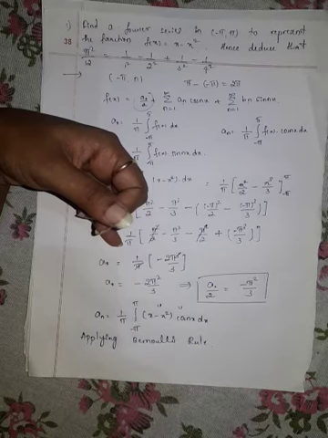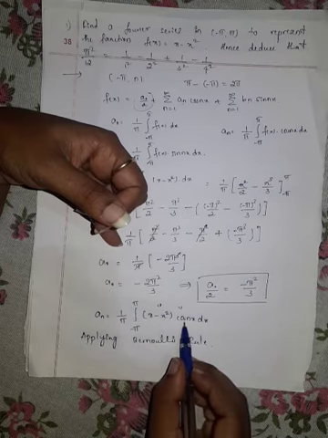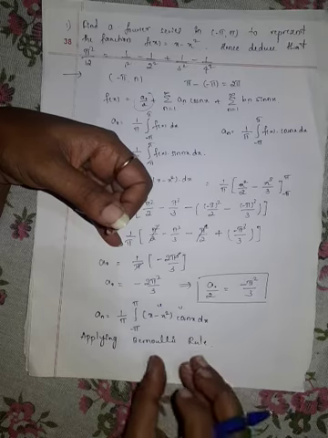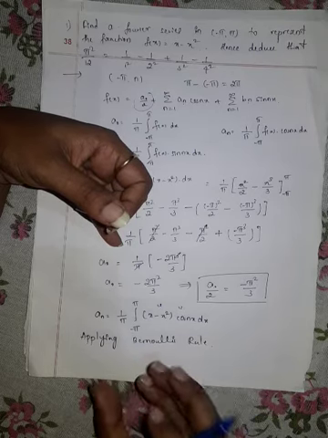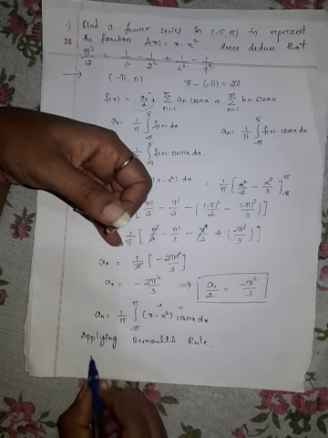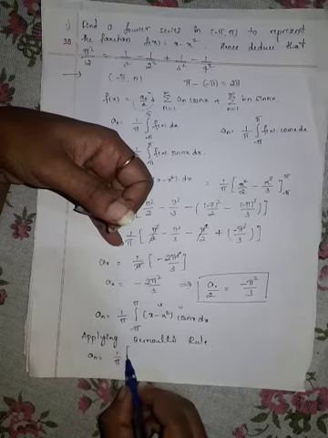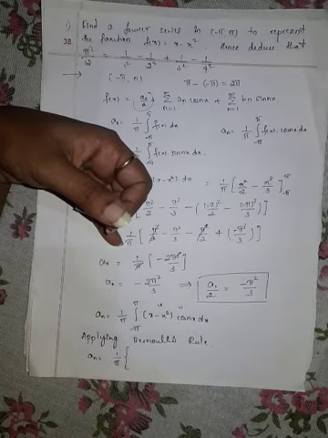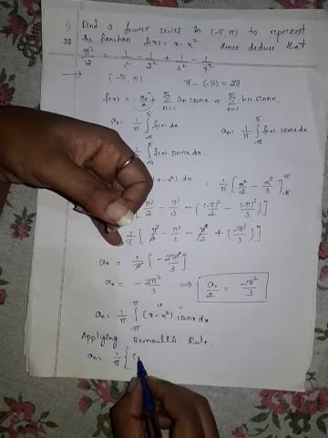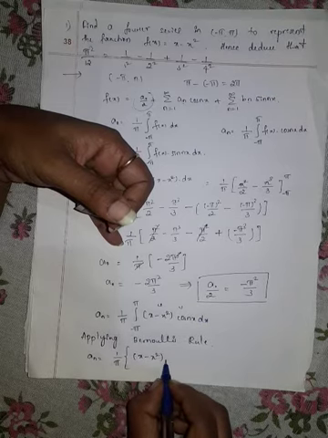So we'll apply here Bernoulli's rule. Take x minus x square as u and cos nx as v, since it's trigonometry. Always we have to take the polynomial as u, and the trigonometric or exponential function as v. So an is equal to 1 divided by pi. This 1 by pi as it is, apply Bernoulli's rule. We have to put u as it is, that is x minus x square.